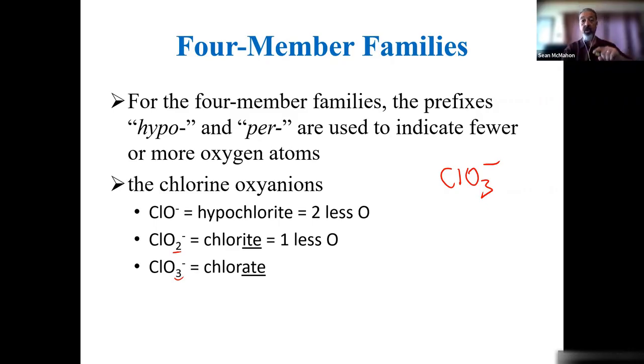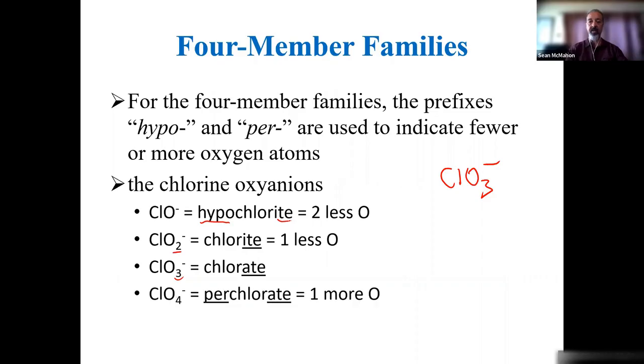If there's one with 2 less oxygen, again, this is only going to happen for chlorine in this class, right? So I went from 3 to only 1. It's hypo. So now you have not just the ite suffix, but the hypo prefix. If you've ever heard of hyper, a person has a lot of energy, hypo means you have less energy, or hypoosmotic. So just think hypo means not 1 less, but 2 less. Okay. So that's 3 of the 4 members of this family.